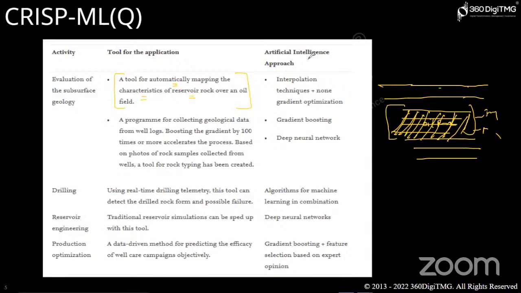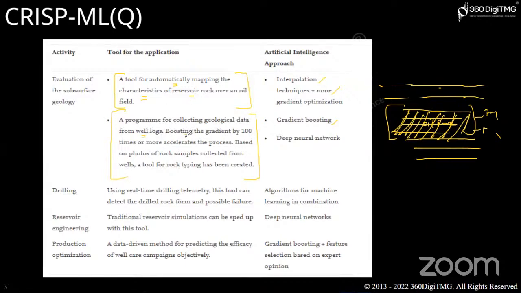There are multiple approaches we have, based on the data. You can use interpolation techniques, non-gradient optimization techniques, and gradient boosting. In the same way, as I have explained earlier, we have well logs, a program for selecting geological data from well logs. That also we can do.